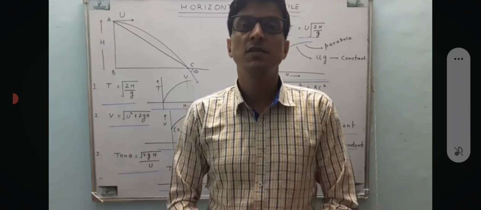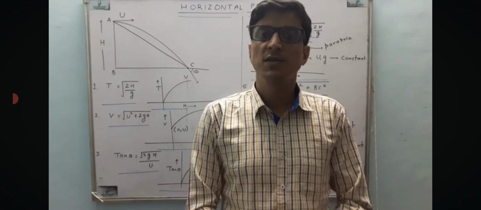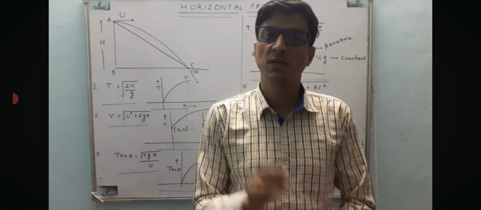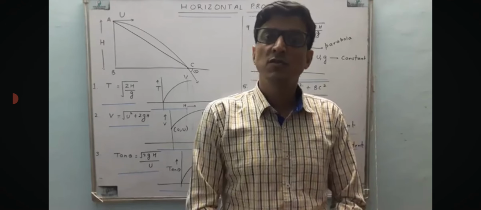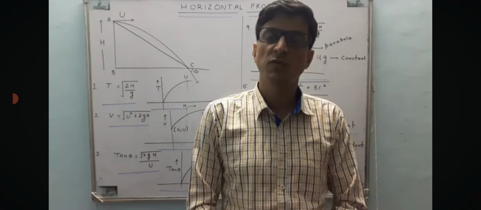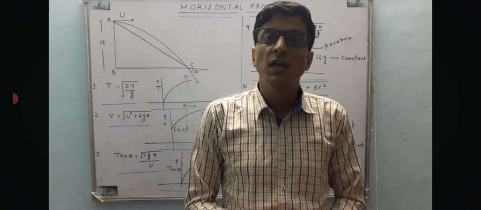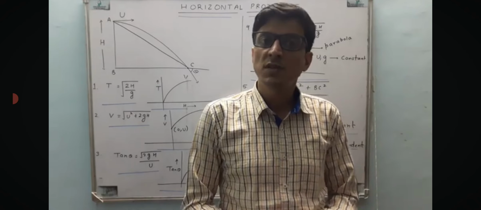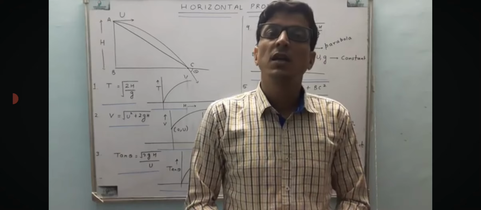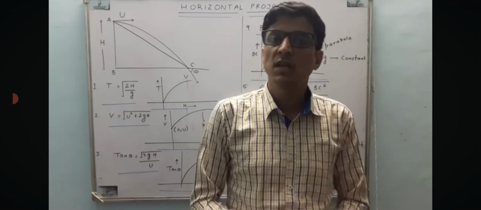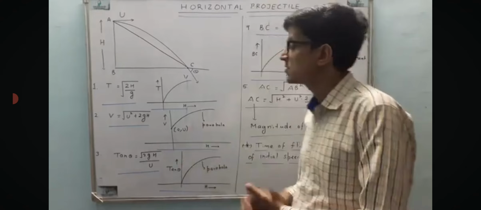Today we'll discuss horizontal projectile. Suppose there is a tower of height h and you project a stone from that top point with a horizontal speed u. It will fall to the ground following a parabolic path. We need to find the time it will take to reach the ground, the speed of the stone on reaching the ground, the angle with which it will strike the ground, the displacement of the particle, and the horizontal range of the stone. So let's start working on the question.